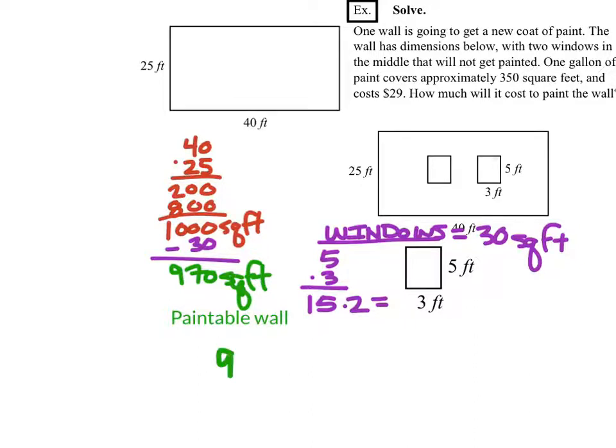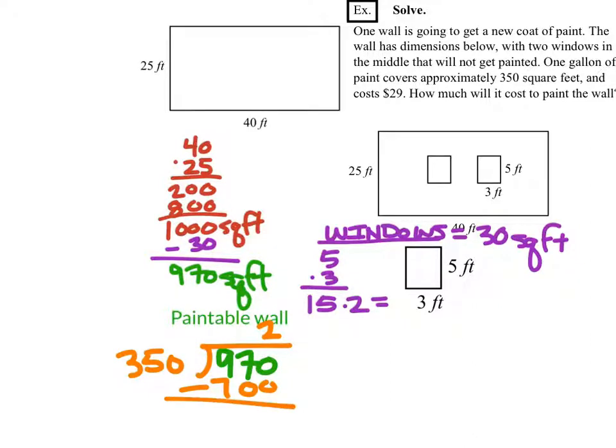So I'm going to take the 970 and divide it by 350. Now the reason I'm doing this is because it will tell me how many 350s or how many gallons of paint will be needed to cover the wall. Now if I get a remainder, I've got to round this up because otherwise I'm short paint on this, okay? So 350 should go into 970 twice, I believe, which is going to make that 700.